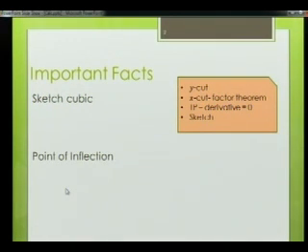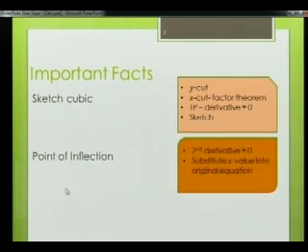Point of inflection is important. So how do I find that? Important things to remember, that the point of inflection is the second derivative. The second derivative of the function must be equal to naught. Once you have that, I substitute x into the original equation and voila, I have the coordinates of the point of inflection.